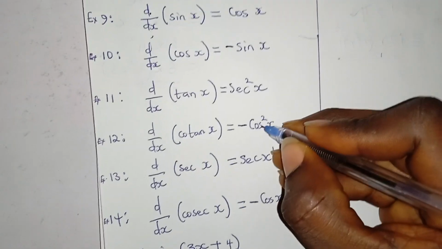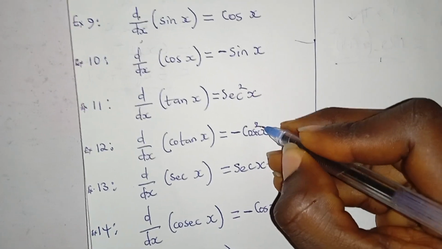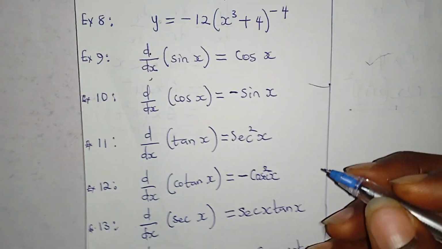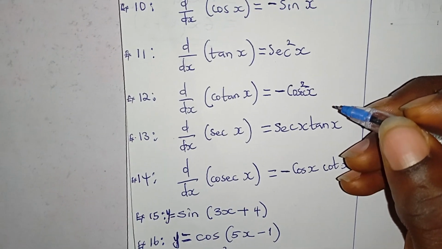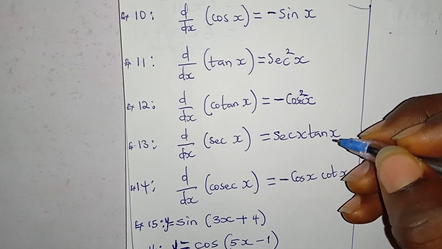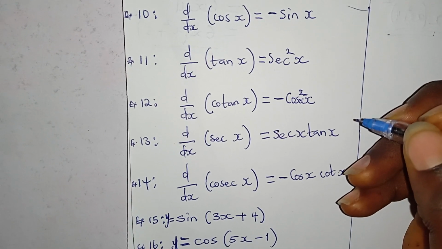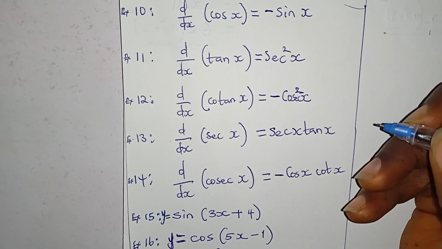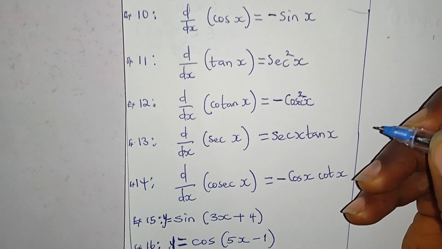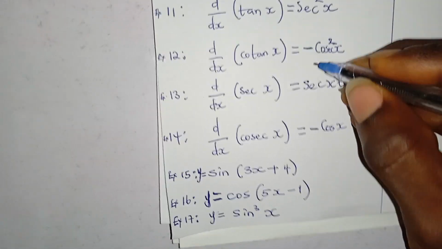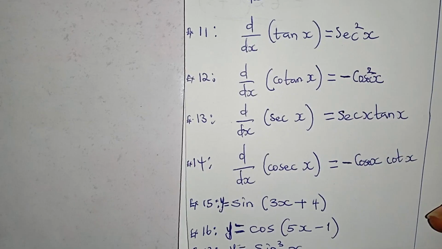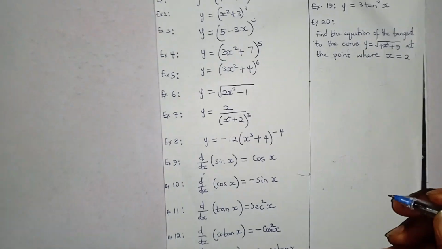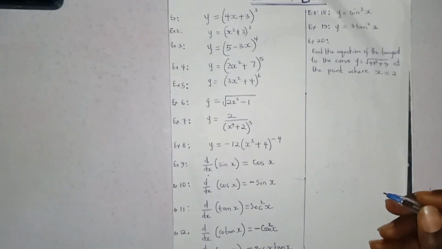So this is the same thing. Let me write it for cosec squared x. The derivative of sec x is the same thing as sec x tan x. The derivative of cosec x is the same thing as minus cosec x cot x. Now if you know this, let's try to solve these questions we have here.